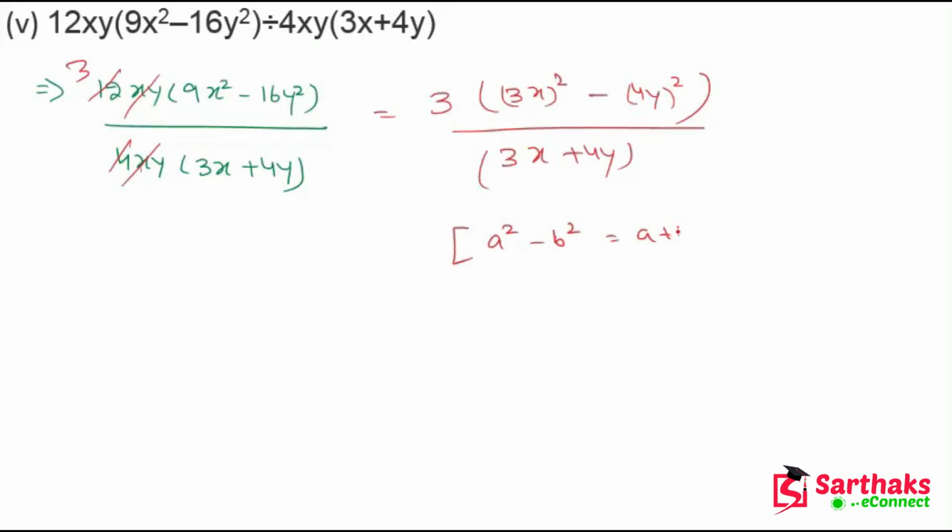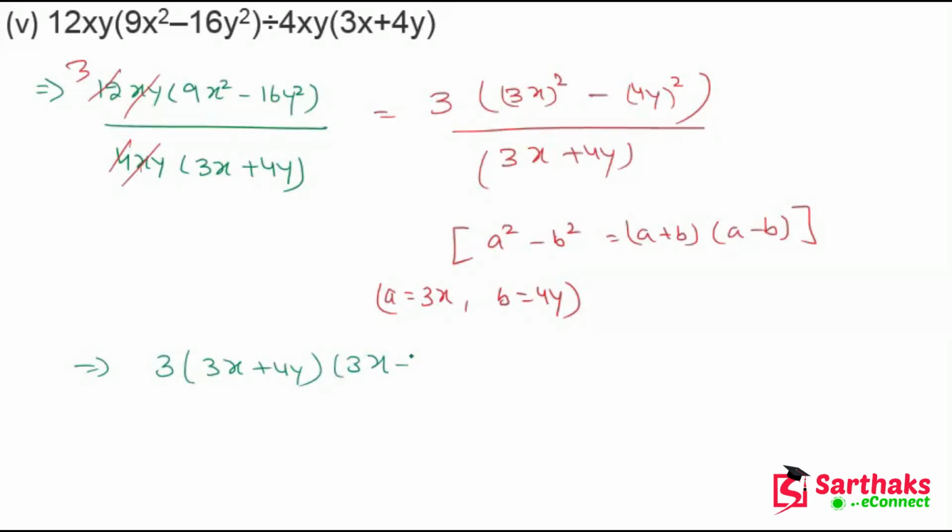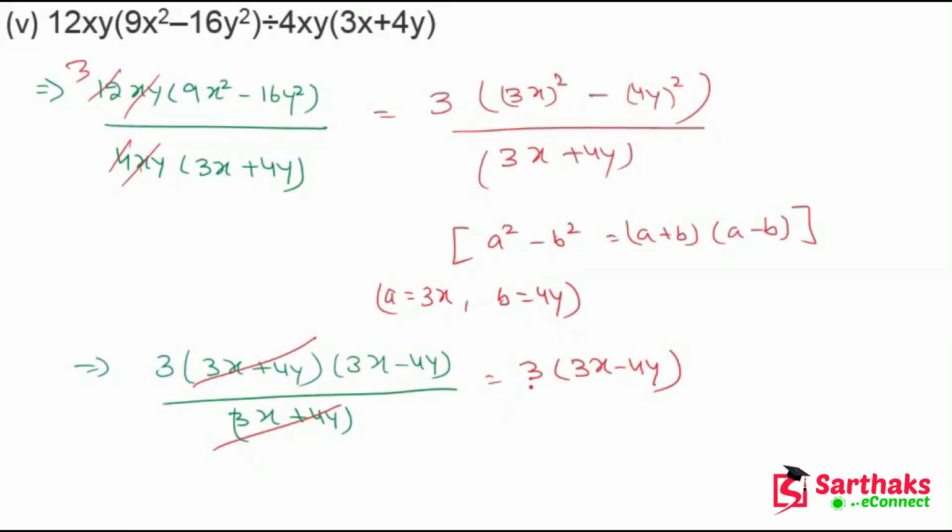This is a plus b into a minus b. In this case, a is 3x and b is 4y. So this will become 3 into 3x plus 4y into 3x minus 4y, divided by 3x plus 4y. We can cancel 3x plus 4y with 3x plus 4y. So we get 3 into 3x minus 4y. I hope you understand these things, my dear friends.